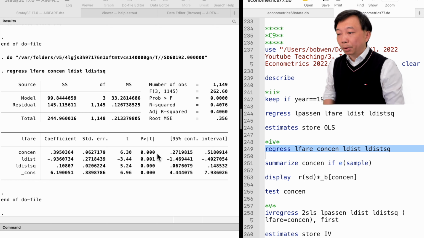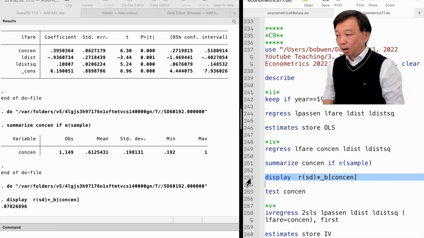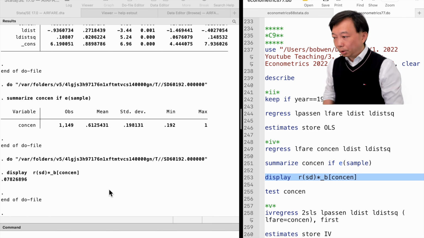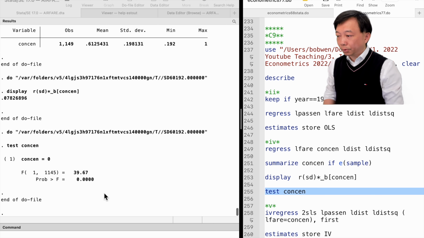We can use the summarize command to find information about the concentration variable. The standard deviation of concentration is about 0.2. The OLS estimate implies that a 1 standard deviation increase in the concentration leads to a 7.8% increase in airfares. The F statistic for the concentration significance is 39.67. It's high enough to satisfy the instrument relevance requirement.